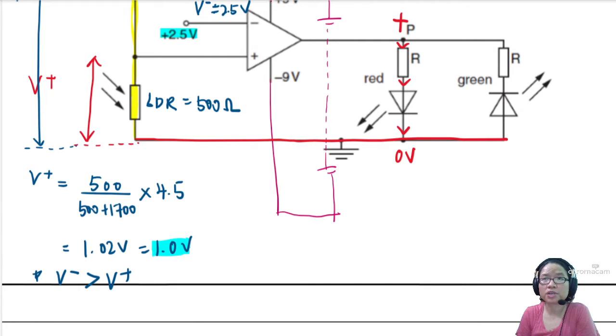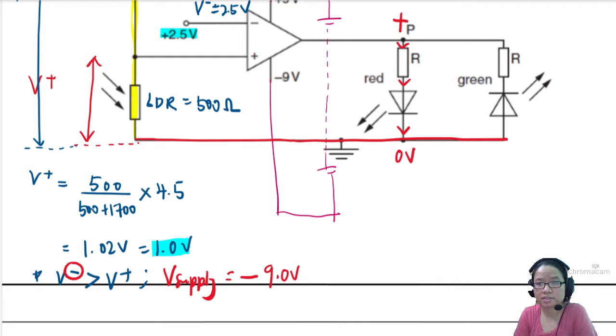So if V minus is greater than V plus, what happens to your supply? Our V supply will be negative. Negative what? Negative 1? Negative 2.5? No. Supply, negative 9.0 volt. So if this is negative, then which LED will light up? We have already decided this just now in the analysis. If this is negative and this is 0, the green LED will light up. So this one, green LED will light up.